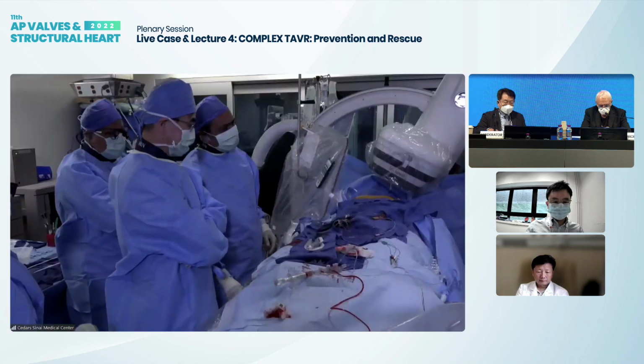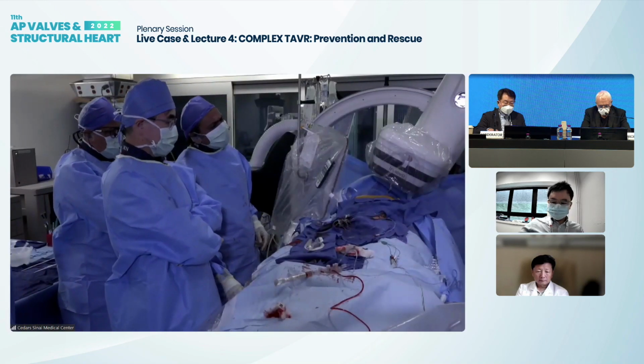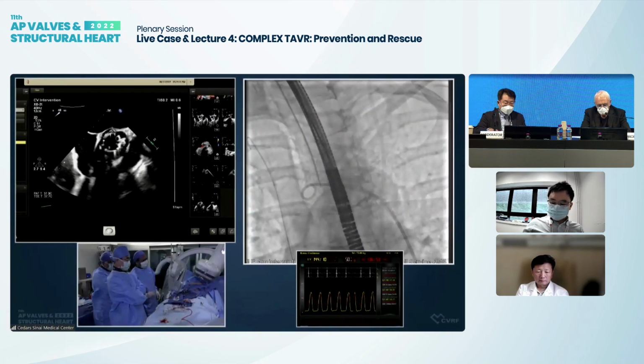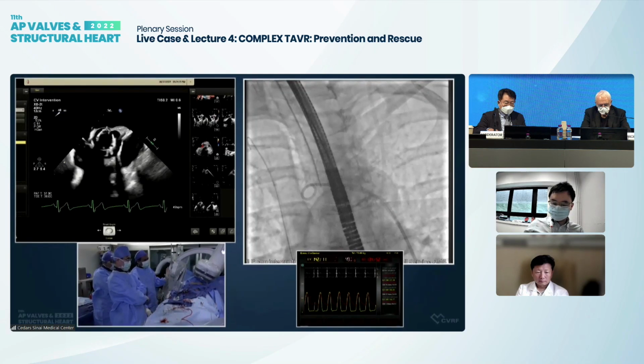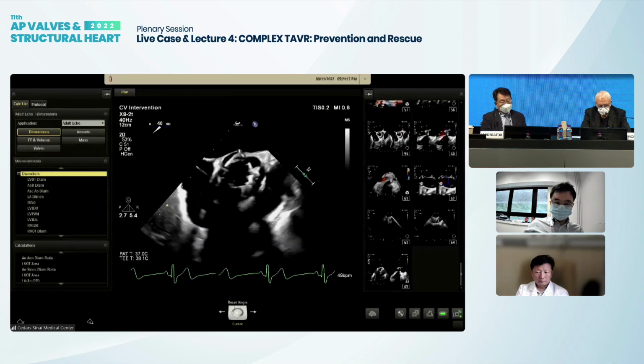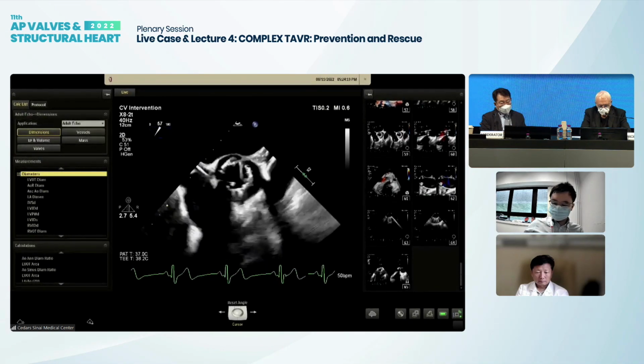So I think you can see that the valve is slightly oval, okay? But that's okay. You know what I'm saying? Yeah. And I think the hemodynamics are good. There is no PV leak.